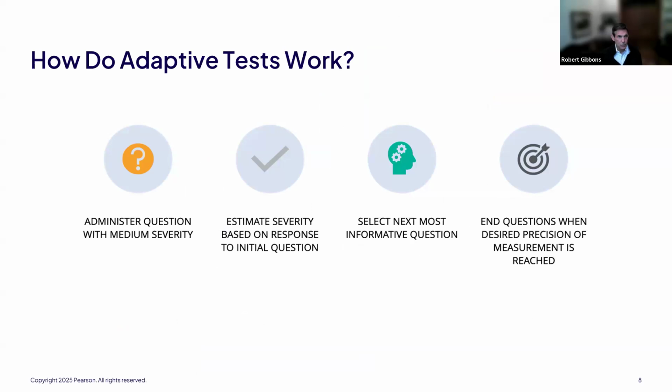So how do adaptive tests work? Well, we start by administering a question with medium severity. Maybe it's, do you feel sad, or something a little further, a little more severe. On the basis of the response to that first question, we estimate the severity and the uncertainty in that. And it's terrible. The uncertainty is very large and our estimate of severity is very poor.